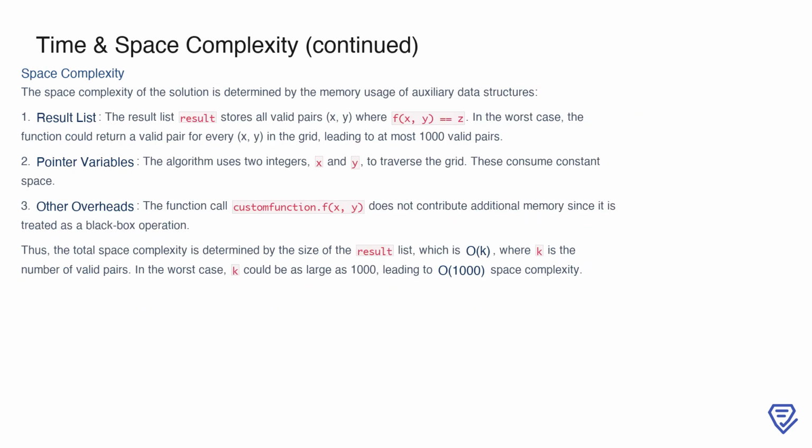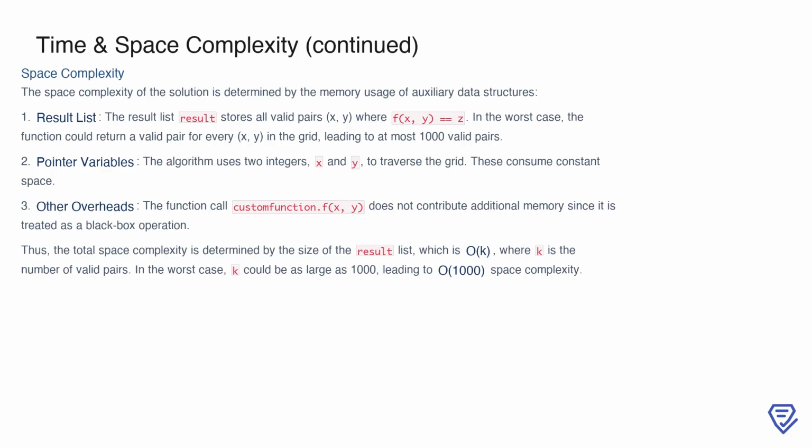Now, let's examine the space complexity. The primary contributor to the space usage is the result list, which stores all valid pairs (x, y) where the condition f(x, y) equals z is satisfied. In the worst-case scenario, if the function returns a valid pair for each possible grid cell, the result list would hold at most 1000 pairs.